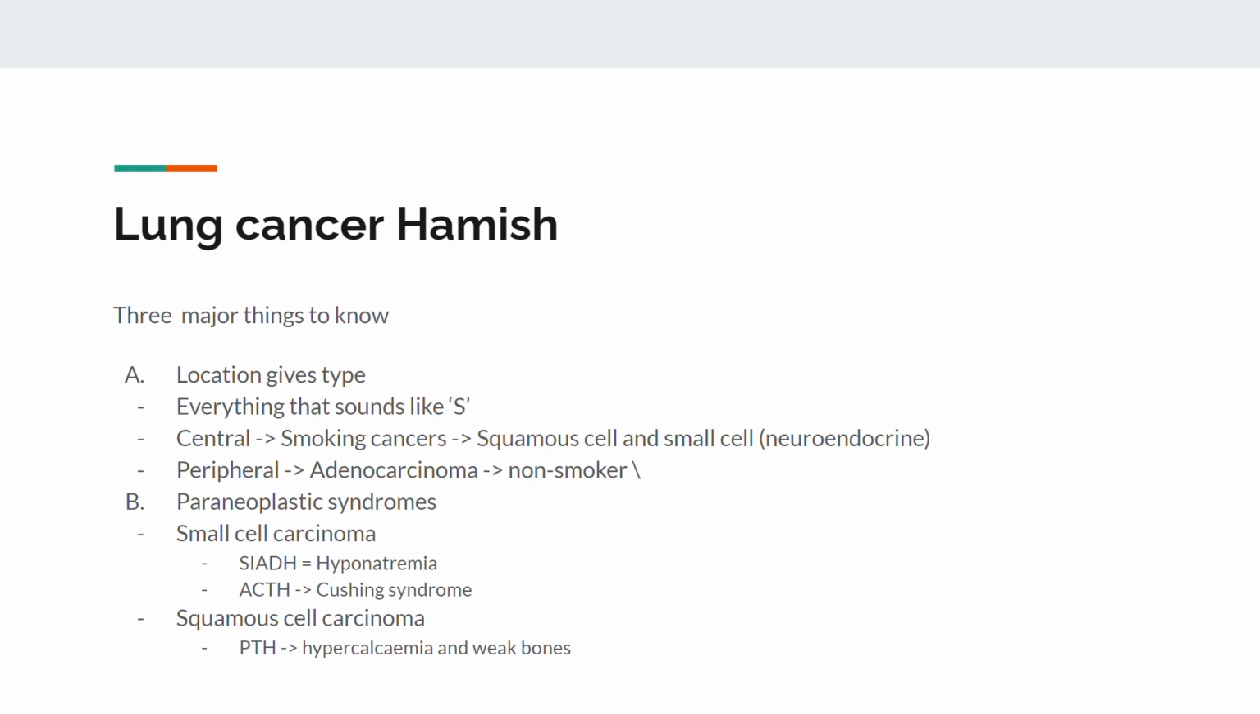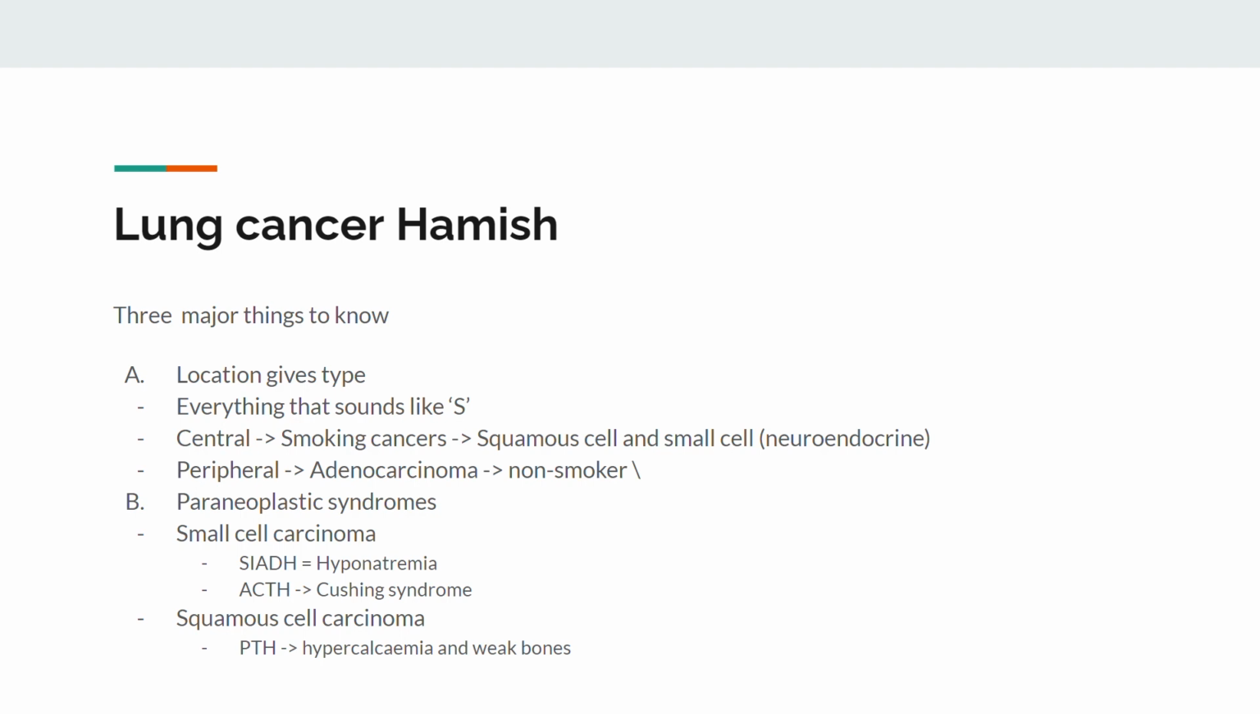So small cell carcinomas are well known to secrete 2 main things. They can secrete ADH, which results in SIADH, or syndrome of inappropriate ADH secretion. And essentially, obviously, what's going to happen here is because you have an excessive amount of ADH, you have an excessive amount of water reabsorption at the collecting ducts, and you're going to get hyponatremia.